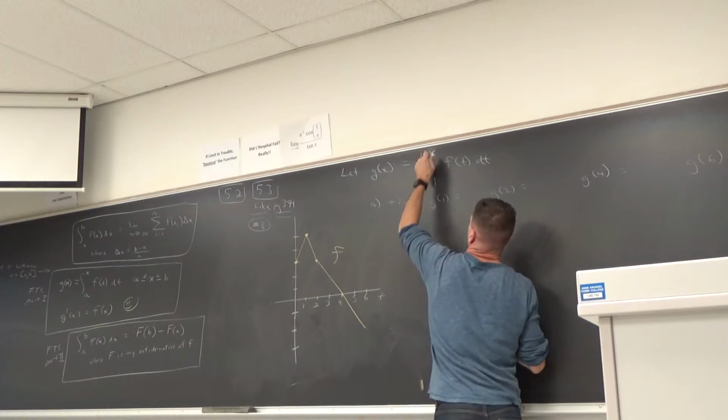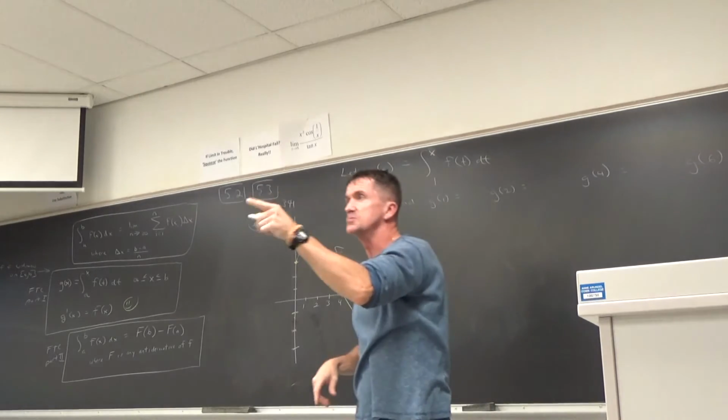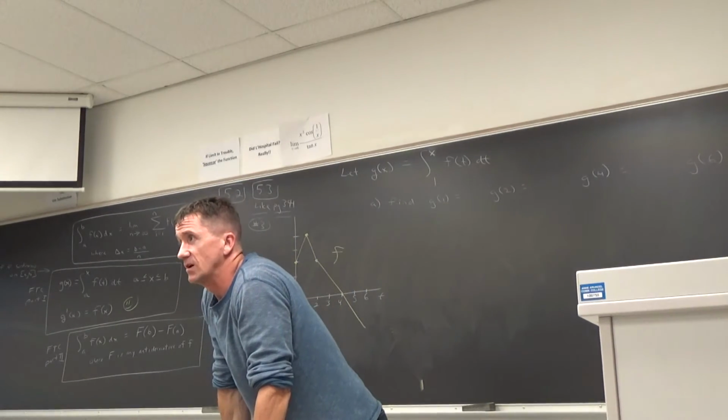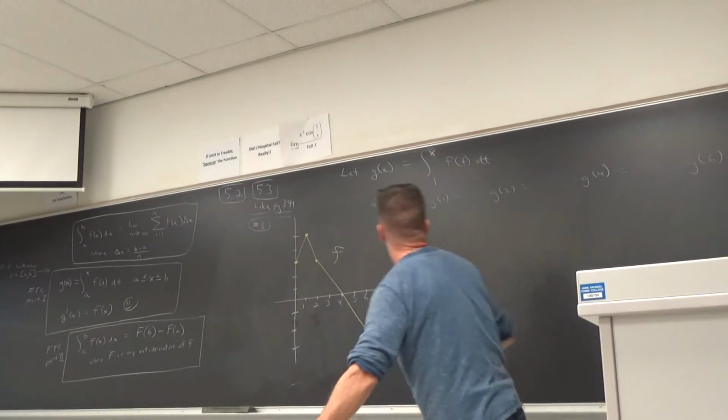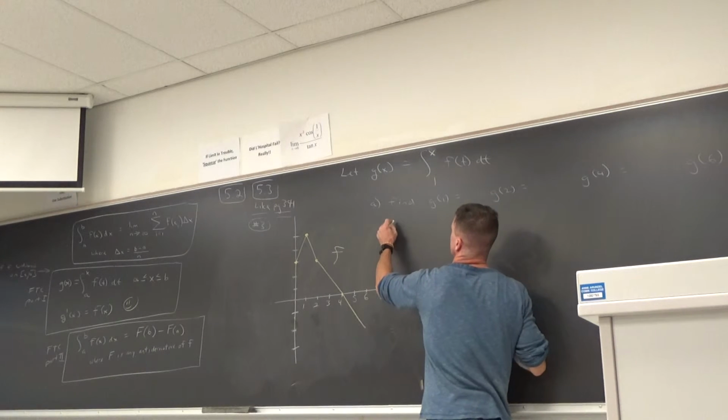Oh, it's been all messed up, I apologize. We're going to substitute 1 for the x value in that right side of the image. All right. So I want to find g of 1.